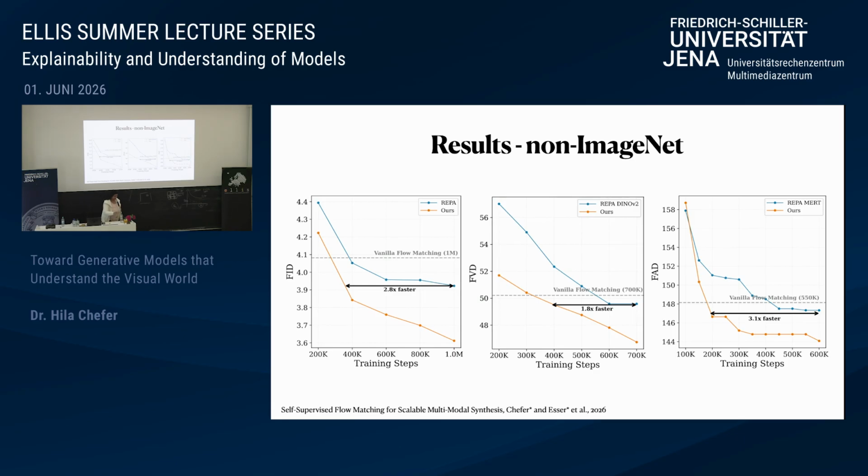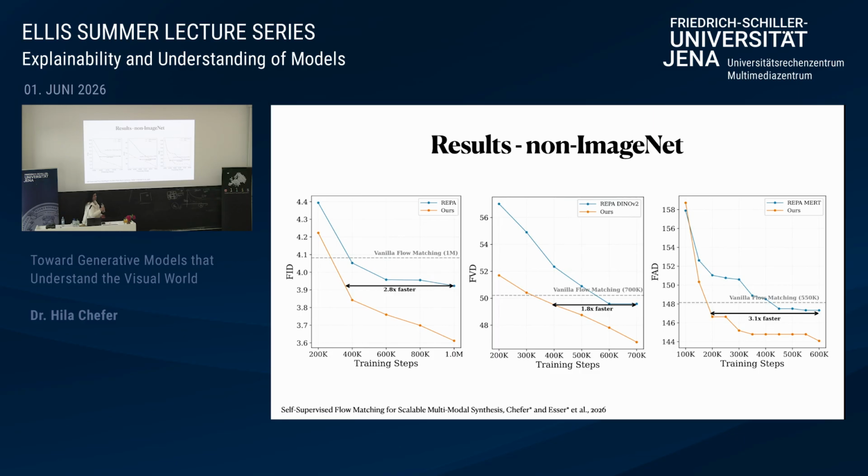So as I said, REPA did experiments on ImageNet because it's a university paper and they had limited resources, but this is a paper from Black Forest Labs, so we had the luxury of more resources. And then I did this experiment for text-to-image, text-to-video, and text-to-audio compared to REPA. So the dashed line here is vanilla flow matching without any representation learning. The blue lines are REPA, and the orange lines are ours.